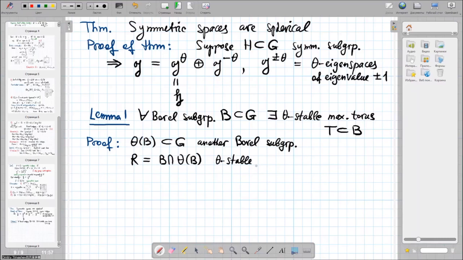So this R is theta stable, and it is always solvable, connected, and contains a maximal torus of G. Well, it is a general fact from the theory of algebraic groups that the intersection of any two Borel subgroups is a connected solvable subgroup containing a maximal torus of G. I won't prove this. I will give you a reference to the book of Humphreys.